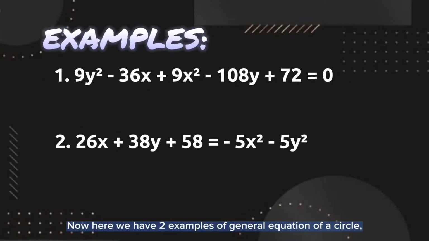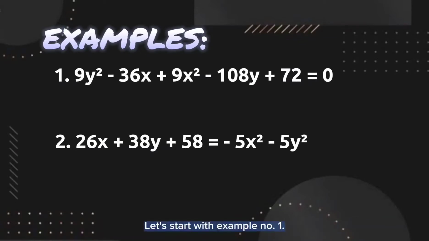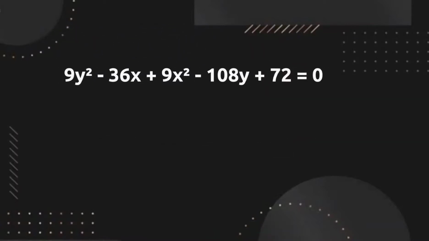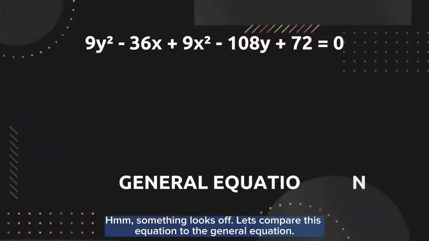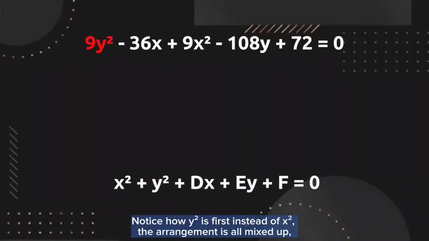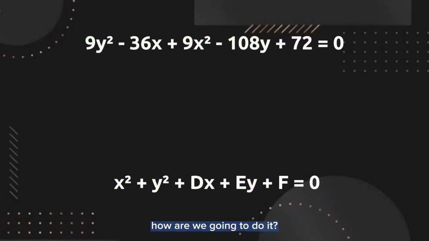Now here we have two examples of general equation of a circle. Each one will be turned into standard form. Let's start with example number 1. Something looks off. Let's compare this equation to the general equation. Notice how y squared is first instead of x squared. The arrangement is all mixed up. How are we going to do it?